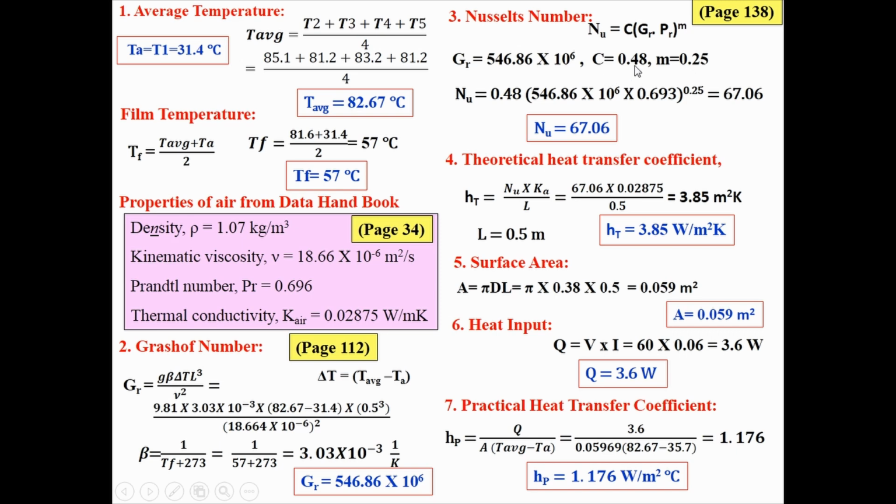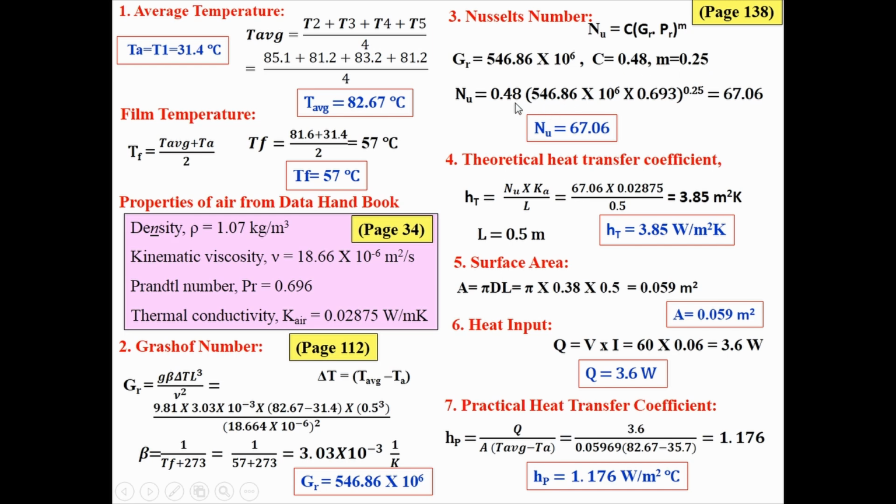Multiply GR into PR, you will get one value. For that value, you can get the C and M constants from the data handbook. For my reading, I got it here: C is equal to 0.48, M is equal to 0.25.